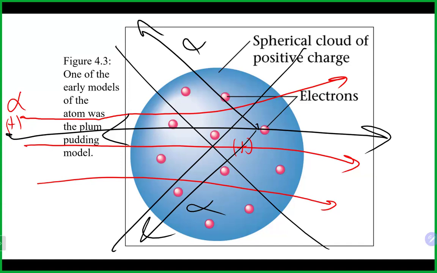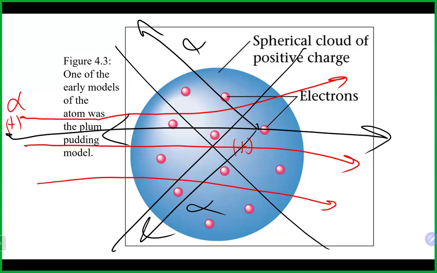They probably hit nothing, right? So if I took my pen and just tossed it that way, there's nothing in the way, right? It's just going to go right on through, no problem, right? So that means that most of the alpha particles that he shot at the atom didn't hit anything. They just kind of sailed right through.